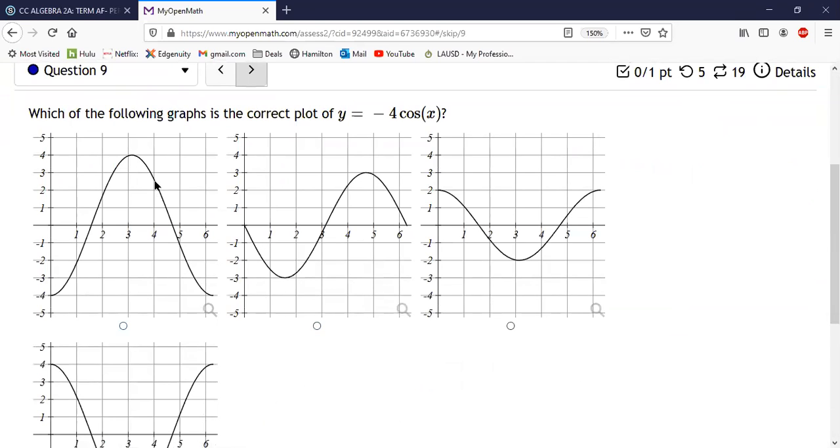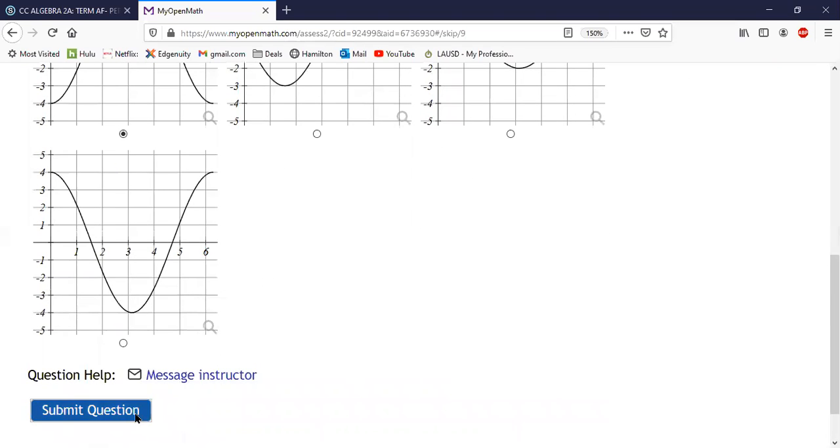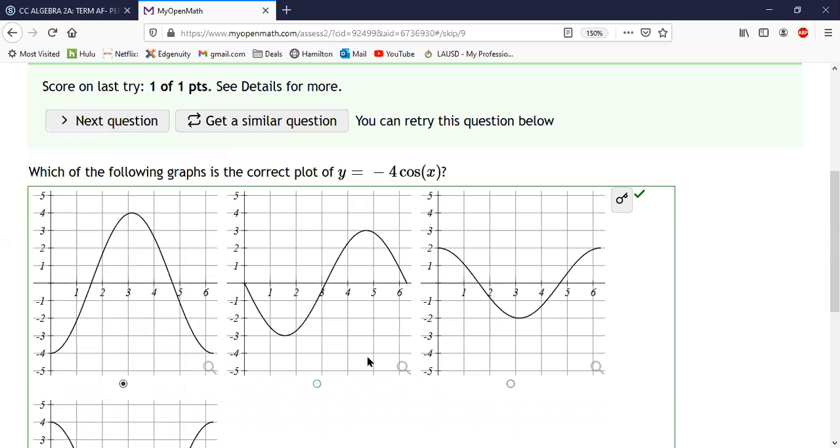This says, hey, match the graph. Which of these graphs would be a negative cosine? Starting from 0, which one would be a negative cosine? This looks pretty good. Starting from 0, that looks like a negative sine graph. This looks like a cosine graph, but starting at 2. And this is a cosine graph starting at 4. There's only one obvious choice here. Right, so we got that one right.